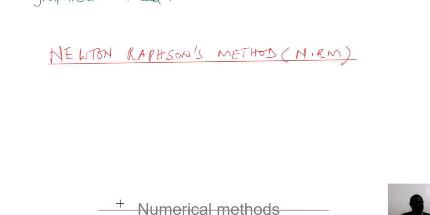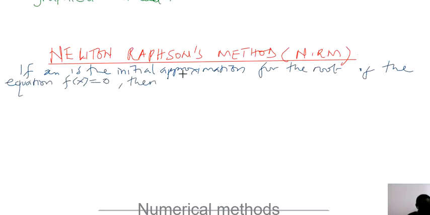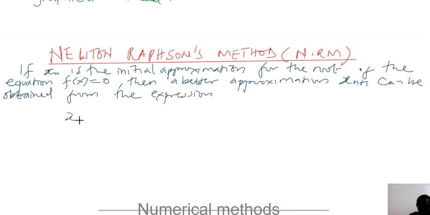So under the Newton Raphson method, if xn is the initial approximation for the root of the equation f(x) = 0, then a better approximation xn+1, remember these are subscripts, can be obtained from the expression xn+1 = xn − f(xn) / f'(xn).